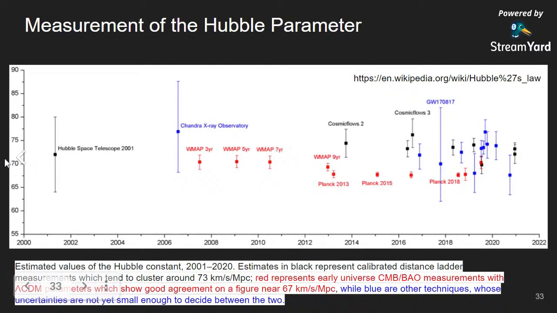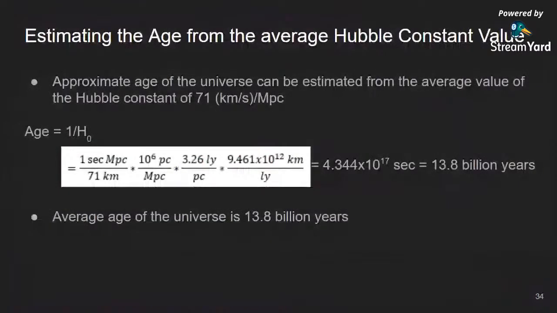If you just imagine drawing a horizontal line through all these methods, you'll see that the CMB methods are a little lower compared to some of the other methods that are higher, at 73 versus 67. And when you do this, if you just use the average, well, the age of the universe is 1 over Hubble's parameter. And what this white box is showing here is just a units conversion.